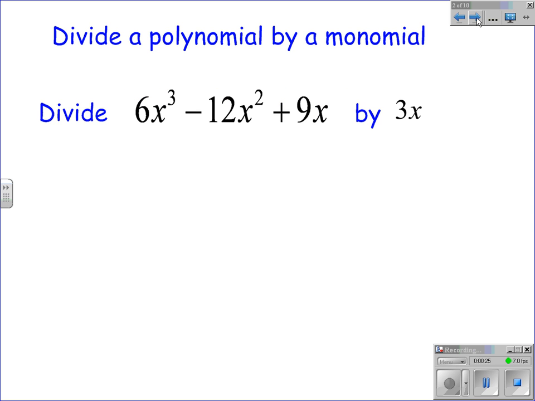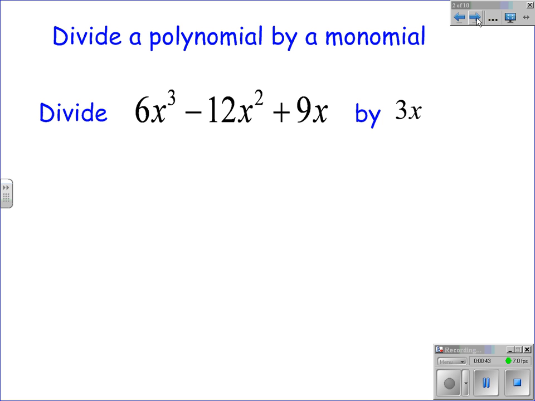Let's go on and divide polynomials. So we're going to divide a polynomial by a monomial, first of all. And so you have 6x cubed minus 12x squared plus 9x. And we're going to divide it by 3x.